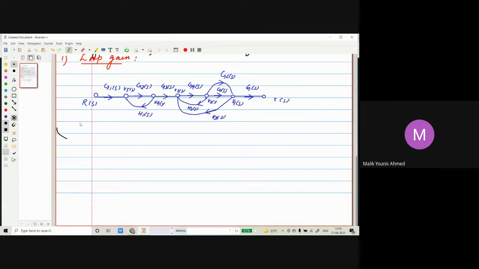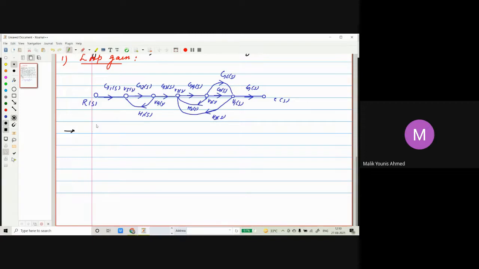It makes a loop, just like drawing a circle, a loop. So what is that? It is basically the product of branch gains. Product of branch gains can be G2, like G1. This is a branch, and this is also a branch gain. A branch gain is between two nodes. Anything between two nodes is called a branch.